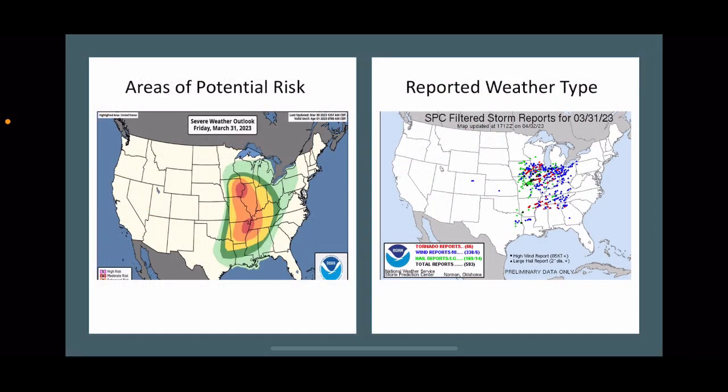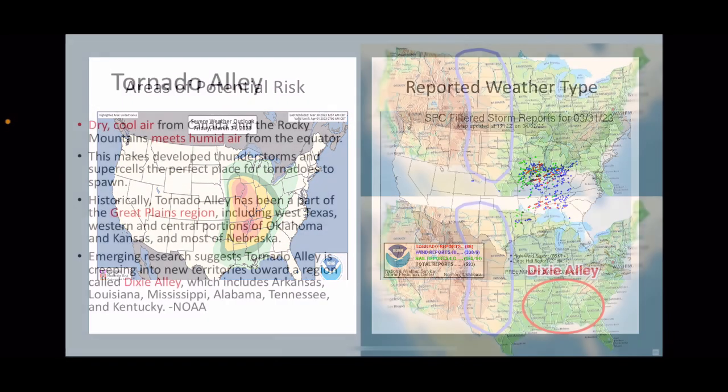mesocyclone. Here you can see we have two maps, one showing areas of potential risk and the other showing reported weather types. And you can see that the areas of potential risk and the reported weather type have a clear overlap. As you can see, the red sections are moderate risk for the areas of potential risk. And then on the reported weather types, you can see that there are a lot of tornado, windstorm, and hail reports in the areas that align with the areas of potential risk.